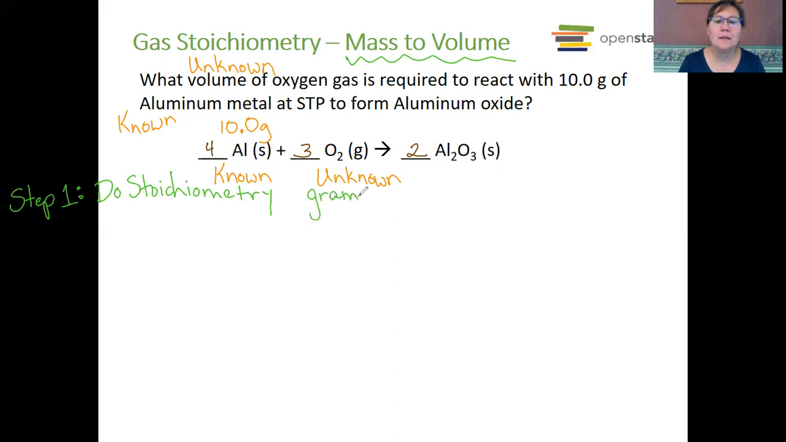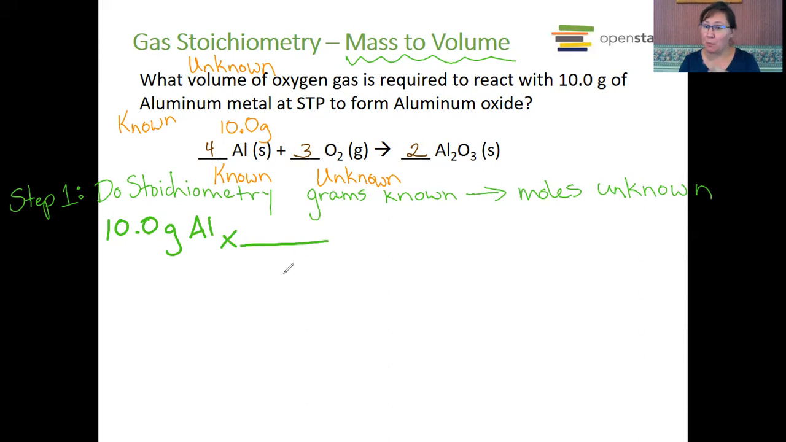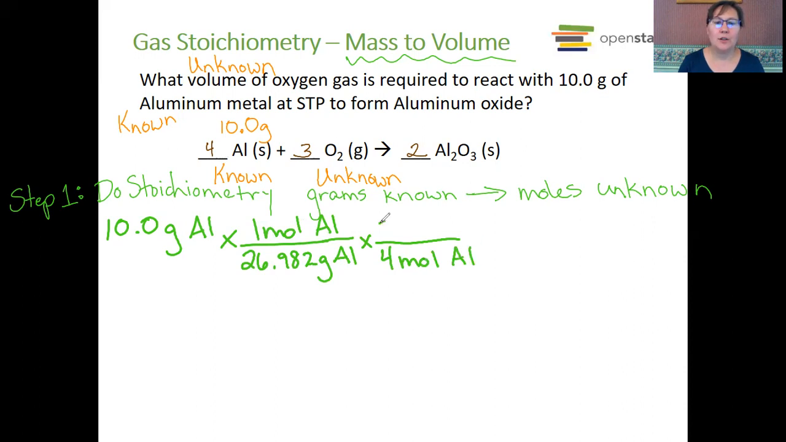using your grams known to moles unknown. So for grams known, I know that I'm starting with 10 grams of aluminum. The next thing I need is the molar mass of my known. If this is a little shaky, you might want to go back to chapter 4 and take a look at the stoichiometry lesson. But I know that's 26.982 grams of aluminum per mole aluminum, times the next thing I need, the mole ratio, 4 moles of aluminum to 3 moles of oxygen. And that's where I'm going to stop, because I'm just going to my moles unknown, and there they are. So I know that I'm done with that part.